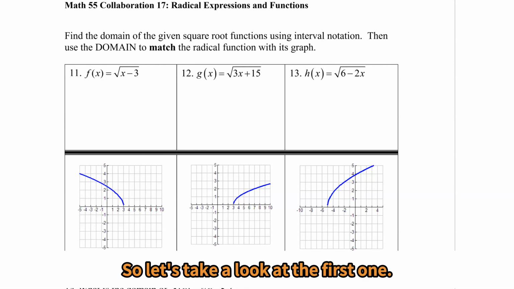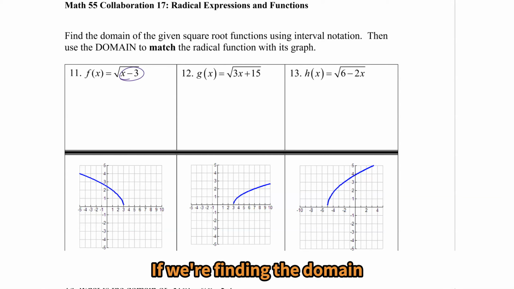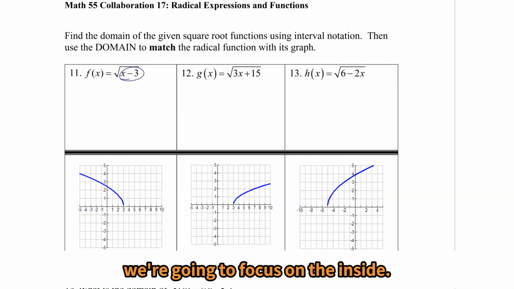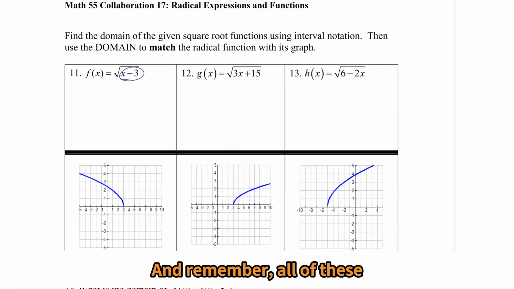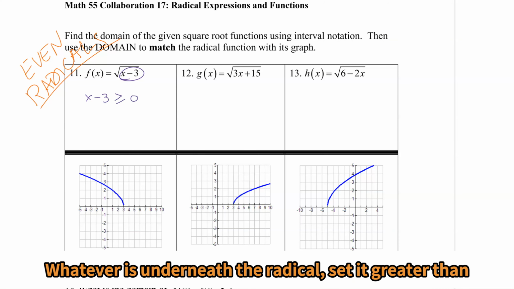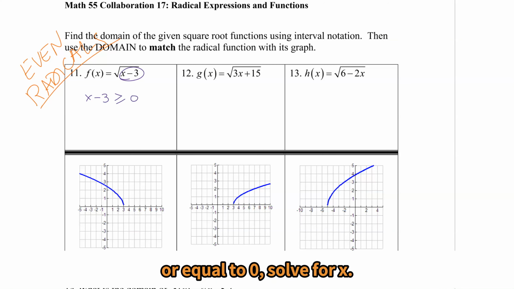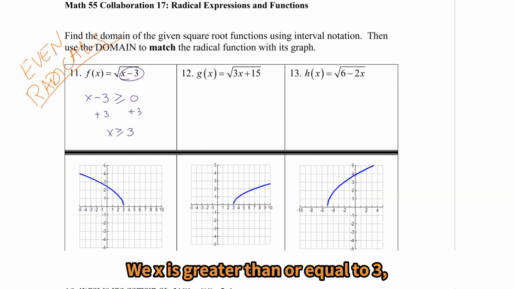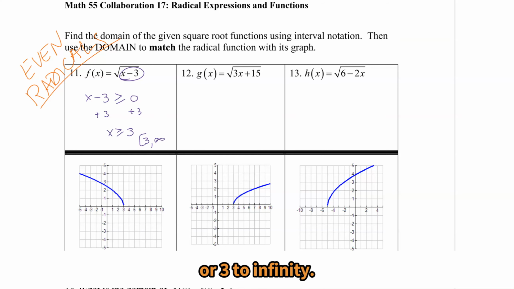So let's take a look at the first one. If we're finding the domain for an even radical function, we're going to focus on the inside. And remember, all of these are even radical functions. Since they're even, our domain is restricted. Whatever's underneath the radical, set it greater than or equal to 0, solve for x. We get x is greater than or equal to 3, or 3 to infinity.